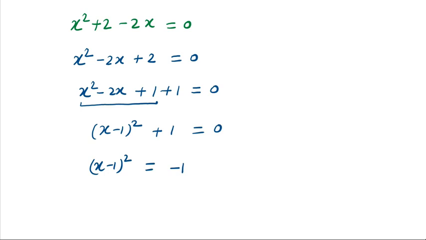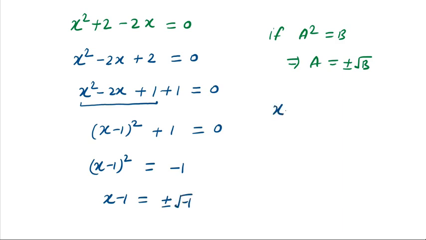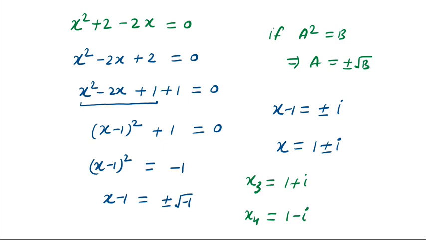And here we will apply this rule. We know that if a square is equal to b, this implies a is equal to plus minus square root of b. According to this rule, we can write this left hand side as x minus 1 is equal to plus minus square root of minus 1. Then x minus 1 is equal to plus minus square root of minus 1, which is iota. Then the value of x is equal to 1 plus minus iota. Here the third solution, x3, is equal to 1 plus iota, and the fourth solution, x4, is equal to 1 minus iota. In this question we have four solutions.